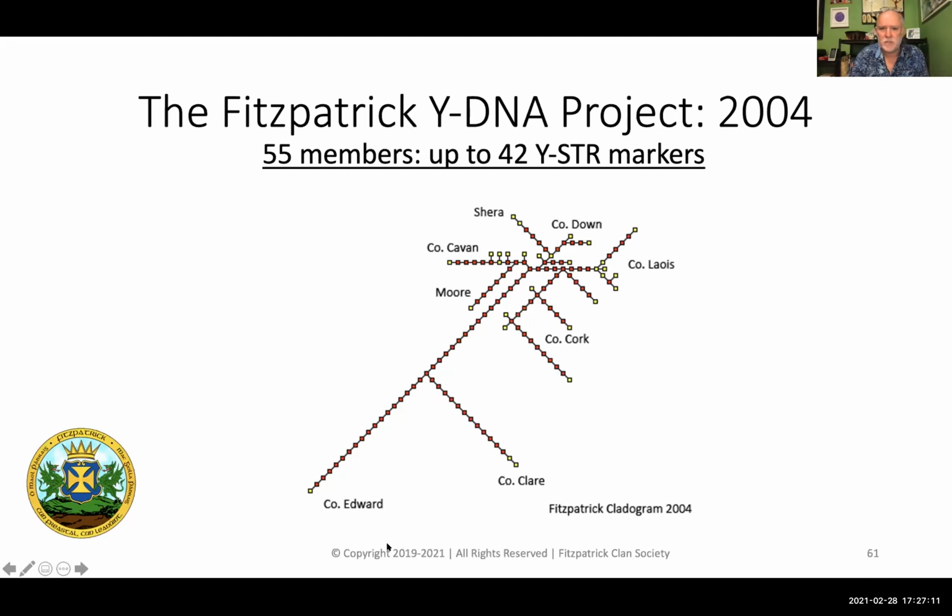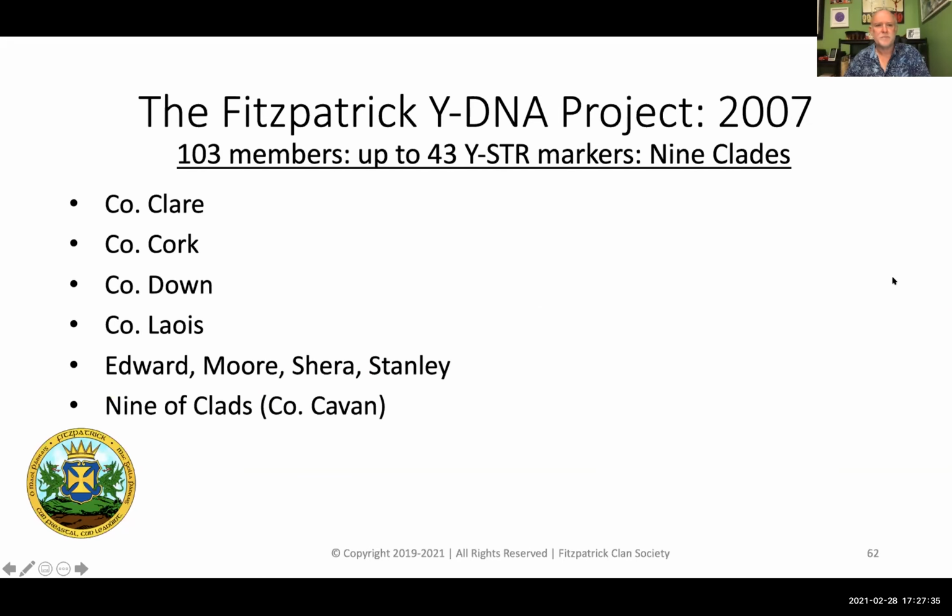She was now able to add County Clare and County Cork into the mix. She added in surnames, as well as having Edward. She also had people with the surname Moore, people with the surname Shearer. And you can see the complexity of this little map we call a cladogram has increased. This was an old way of viewing and understanding Y-DNA data.